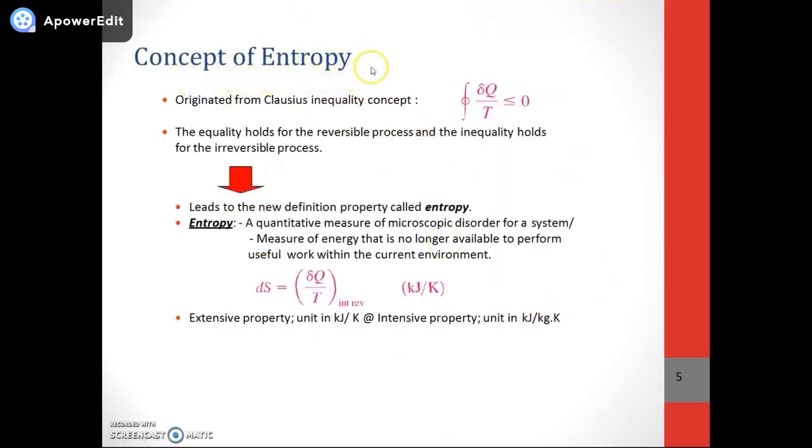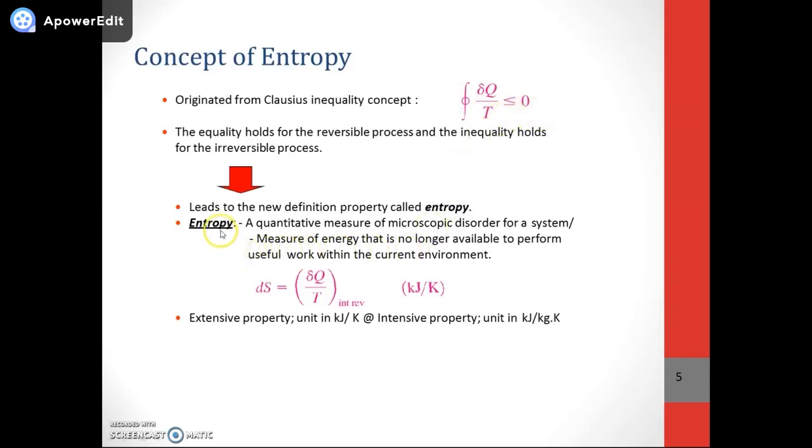The concept of entropy originated from the Clausius inequality, which says that the cyclic integral of delta Q over temperature is always lower than or equal to 0. The equality holds for the reversible process and the inequality holds for the irreversible process, which leads to the new property called entropy. Remember, the integral of delta Q over temperature is always lower than or equal to 0.